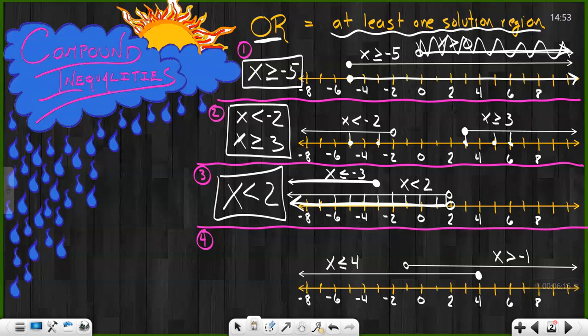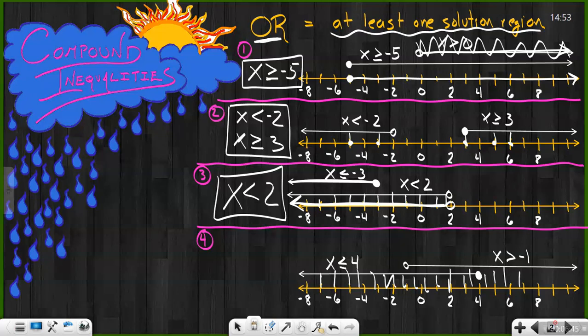Number 4, if x is less than or equal to 4 or x is greater than -1, then I want to pick numbers that will make either of those true. Well, take a look at this number line. Pick any number you want. Every single one of these numbers all the way across can be followed up and touch a solution region at some point there. They're all right there. So any one of those would work in this case.